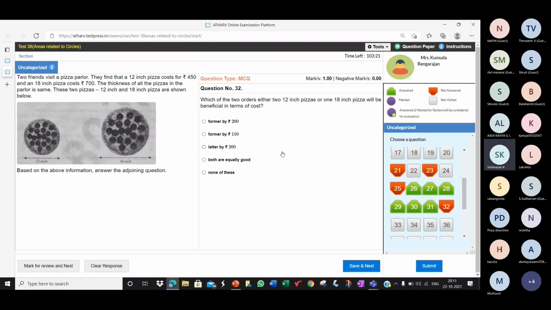You're not worried about the quantity, children. It's not the quantity. Which one will you buy in terms of cost? Which is beneficial, meaning which is cheaper? Which is beneficial, meaning where will you save money? Whichever is cheaper. Wait, we'll just wait for the others. All of you please think.